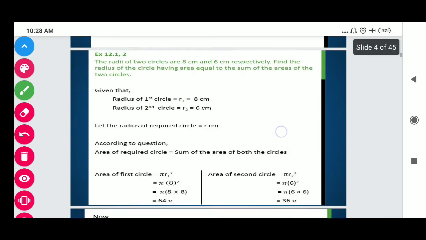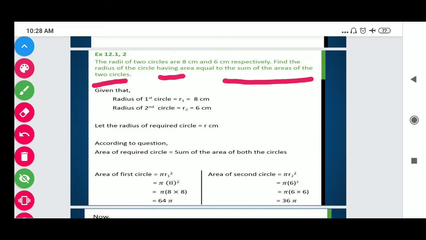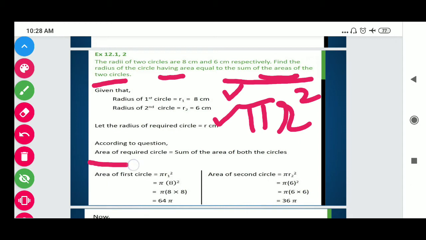Next we have question number 2. The radii of two circles are 8 and 6 centimeter respectively. Find the radius of the circle having area equal to the sum of the areas of two circles. Students, this is a similar question. In the previous question, we had the circumference equal to the sum of the circumferences of two circles. In this question, we have the area instead of circumference. So we use the formula of area of circle, that is equal to pi r square. So the radius of one circle is 8 centimeter, the radius of the second circle is 6 centimeter, and the area of the required circle is equal to the sum of the areas of both the circles.